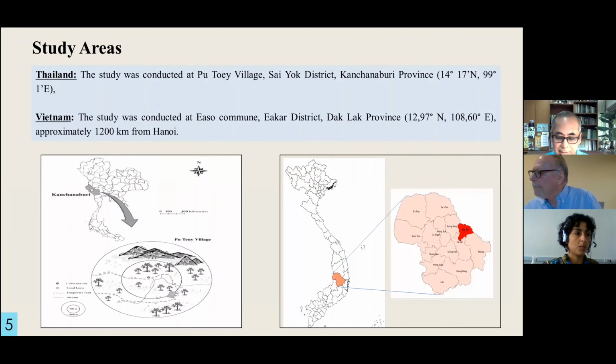The study was conducted in 2 GMS countries, Thailand and Vietnam. In Thailand, the study was carried out at Sai Yok district, Kanchanaburi province, Western Thailand, close to the Thai-Myanmar border. This area is considered one of the most attractive tourist sites, approximately 200 kilometers away from Bangkok. In Vietnam, the study was conducted at Dak Lak province, about 1,200 kilometers away from Hanoi, as you can see from the map.